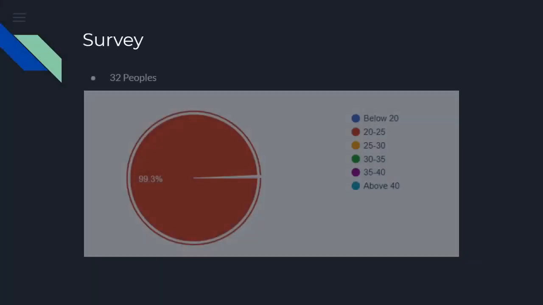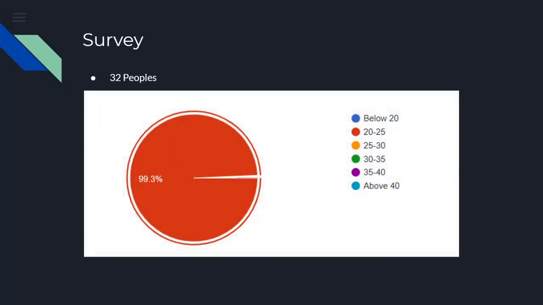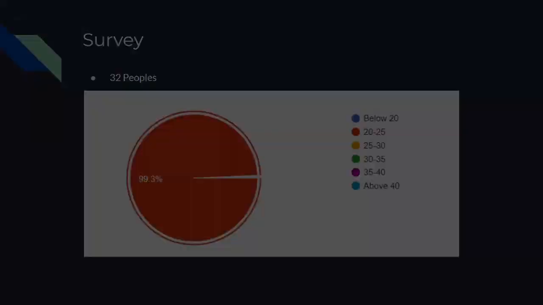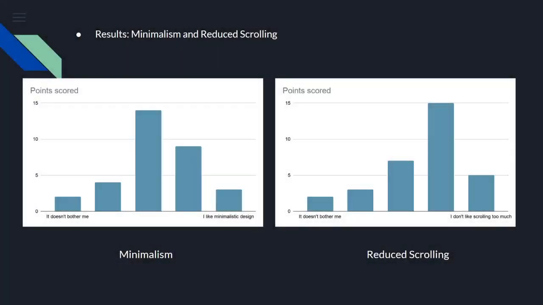Let's start off with the survey. We surveyed 32 people, mostly of the age group 20 to 25, to get their opinion on asynchronous learning. From this, we obtained the result that a minimalistic design which requires less scrolling was preferred. From the survey, we discussed our project with two different groups and their feedback was that the design should be clear so the student won't be confused.